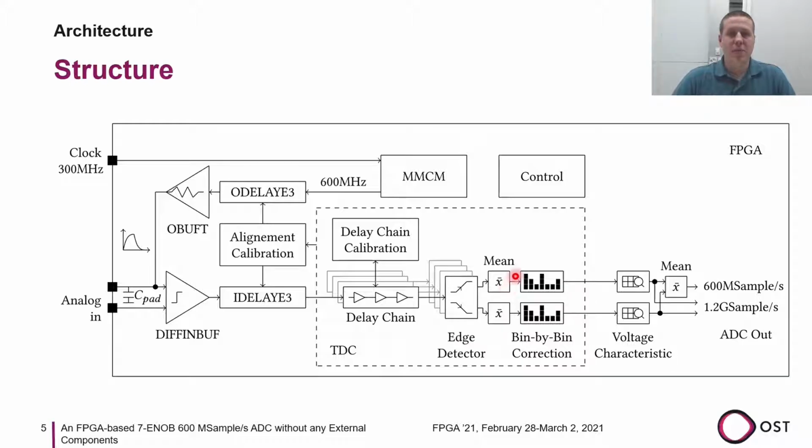The two detected positions are forwarded to a bin-by-bin correction block and then to a second block that corrects the voltage characteristic of the slope and the comparator. As can be seen, two different sampling rates are possible with this implementation. A sampling rate of 1.2 GSample per second is achieved if the measurements of the rising and falling slope are treated individually, and a sampling rate of 600 MSample per second is achieved if the mean value from these two measurements is calculated.